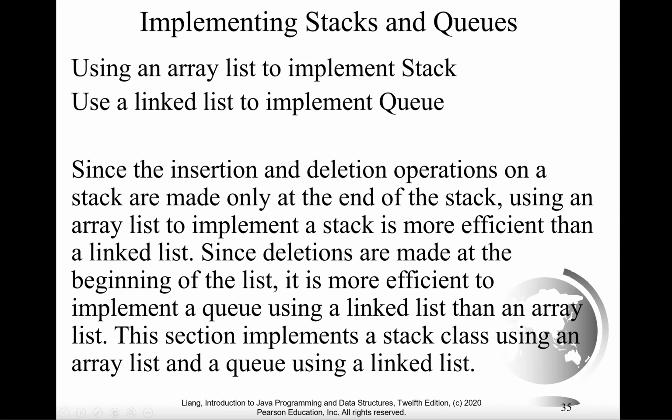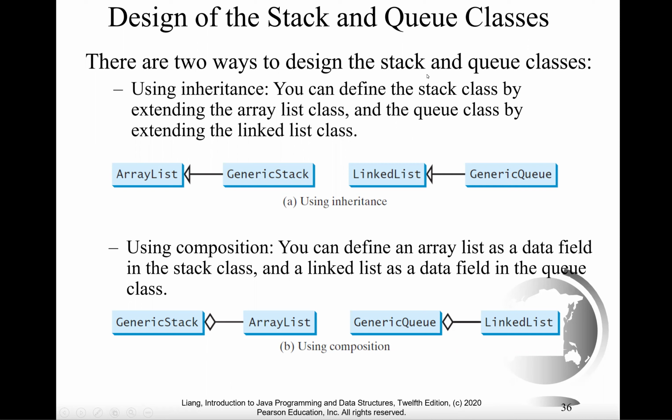There are two ways to design the stack and the queue classes. One is to use inheritance. So you can define a generic stack that is a subtype of the array list, and a generic queue that is a subtype of linked list. Now the problem with this inheritance is that you're going to inherit unnecessary methods from the superclasses. So the best way is to use composition.